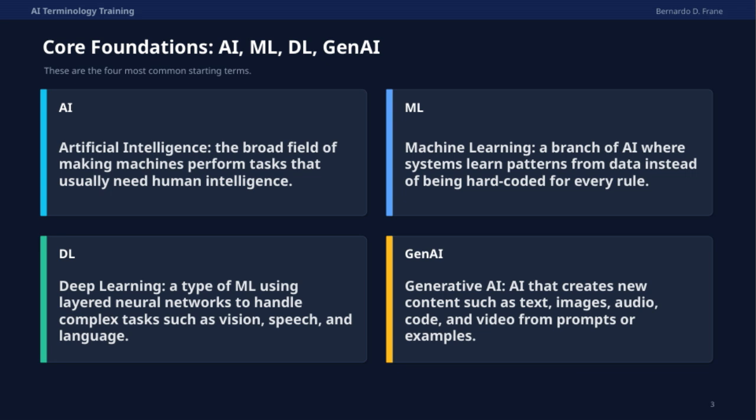AI is the overarching field focused on making machines perform tasks that typically require human intelligence, things like reasoning, problem-solving, understanding language, and more. These four terms, AI, ML, DL, and Gen AI, are the most common starting points when exploring the field. They form the foundational concepts that help us understand how these technologies develop and connect to each other. They're essential for grasping the overall theme of AI's rapid evolution and expanding capabilities.